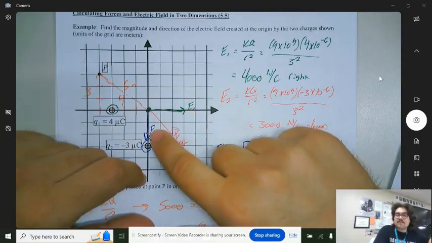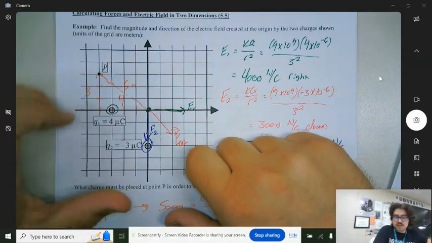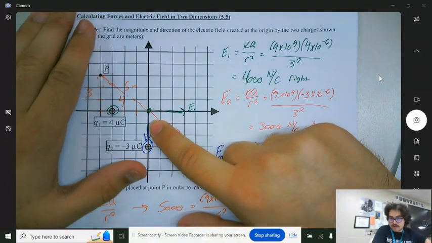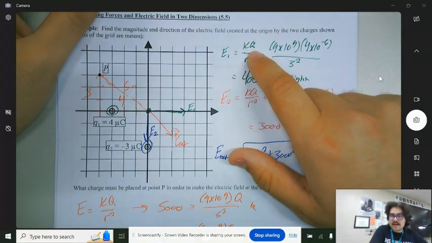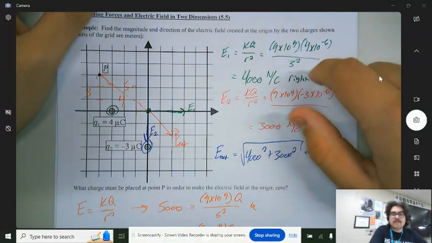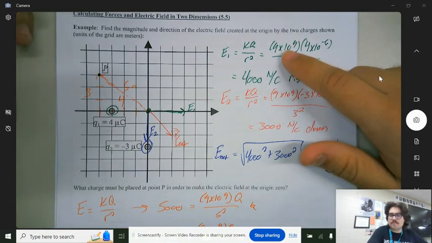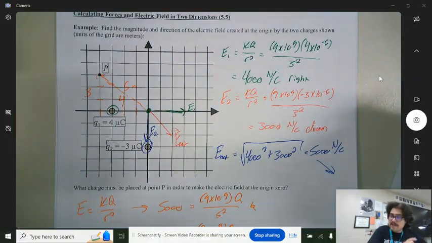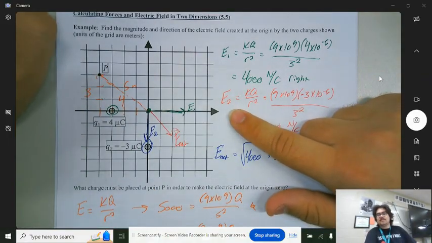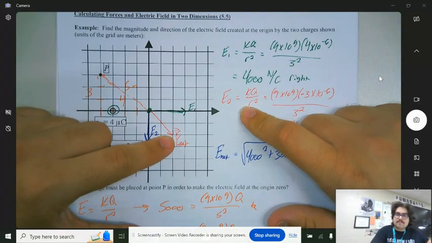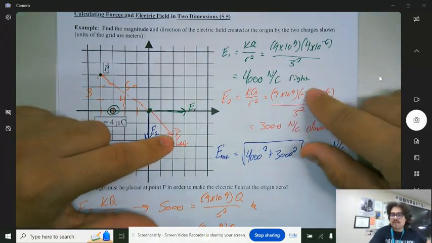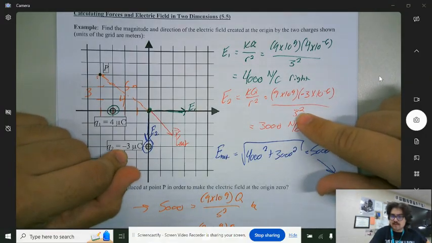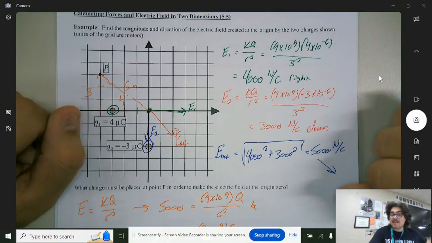You would then need to figure out the E field produced by each of the charges individually at the origin. You would use KQ over R squared. The distance from each charge to the origin is 3 meters, so you plug in your K and your Q values and your R value, which for both of them is 3. For E1, the green charge, you would get 4,000 newtons per coulomb to the right. I messed up on E2. Instead of using blue, I used red by accident. So for E2, you would plug in K and your charge Q, which is -3 times 10 to the -6 because it's microcoulombs, divided by 3 squared, which gives you 3,000 newtons per coulomb going down.